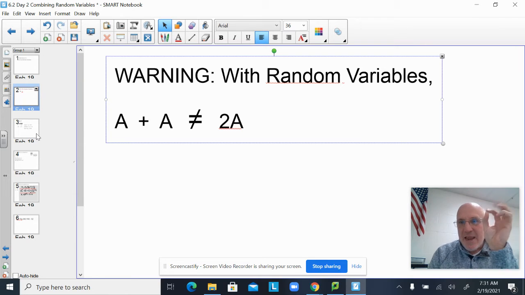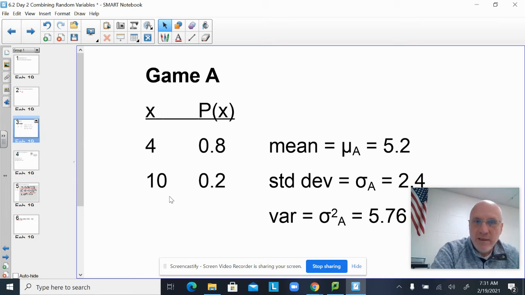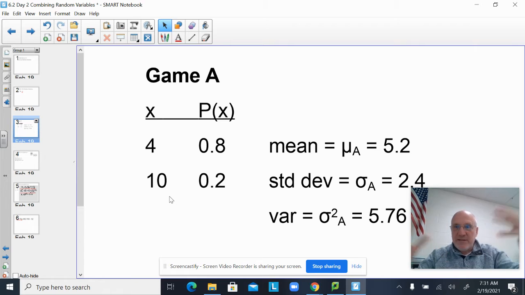I want to go back to the same game A we talked about on Wednesday, and just to remind you, there's game A. He's either going to win $4 or $10 with probability 0.8 or 0.2, and then we used the calculator to find the mean. It turned out to be 5.2. The standard deviation was 2.4. The variance, which is just the standard deviation squared, was 5.76. So we had that information the other day. I want to talk about two people going up to this game and doing different things. And the question still is, what are the mean and standard deviation of whatever they're doing?